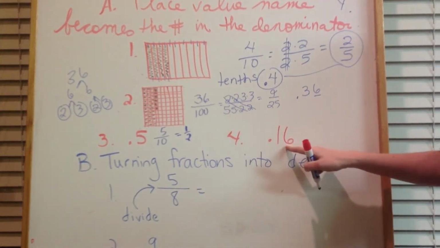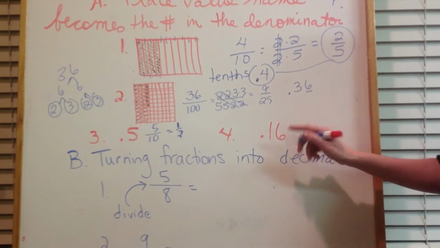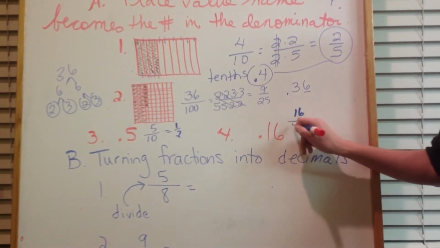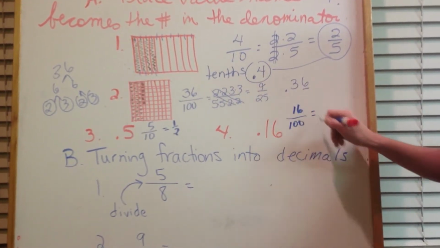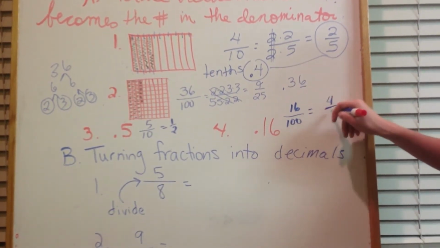This is 16 hundredths, because it's the hundredths place. Remember, we learned that in topic 2. 16 over 100. And we reduce that to, let's see, 4 times 4, 4/25.